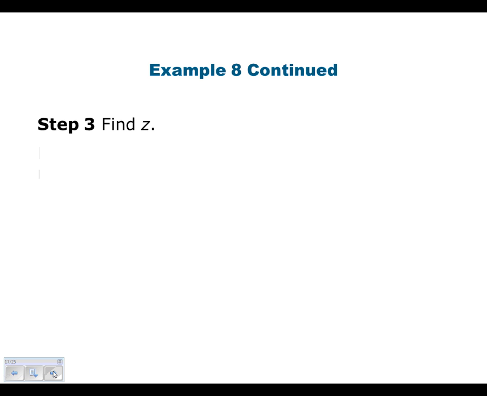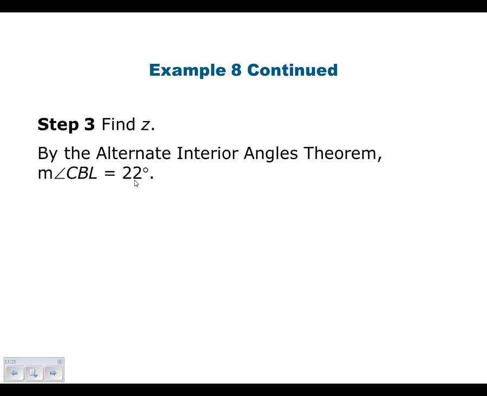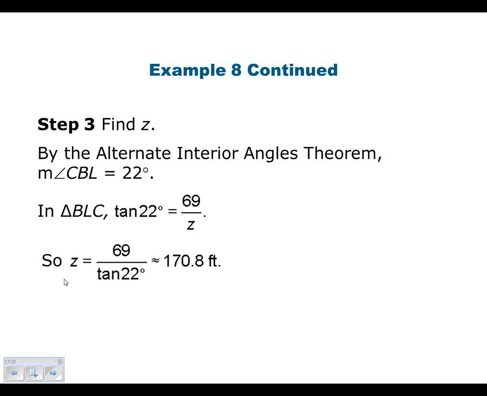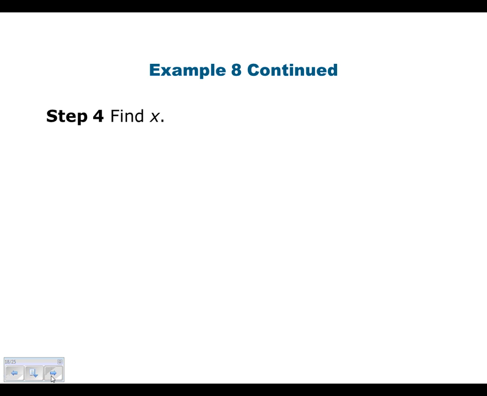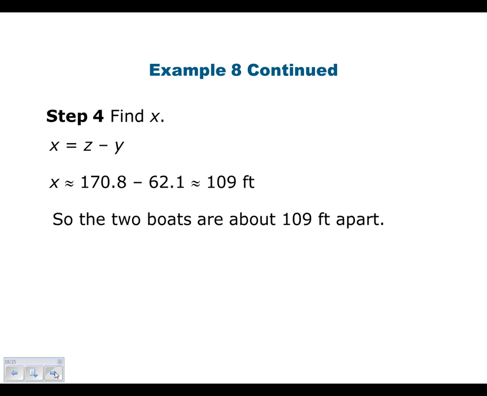Finding z from the other triangle, we have angle CBL equals 22 degrees. Then tan 22 equals 69 over z. So z equals 69 over tan 22 equals 170.8 feet. Find x. X is the difference between z and y. X equals 170.8 minus 62.1, which equals 109 feet. So the two boats are about 109 feet apart.